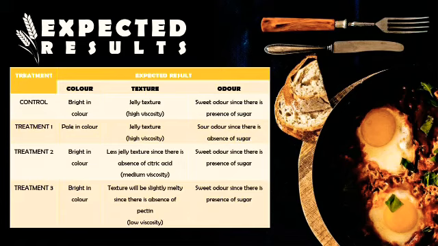For treatment 2, we expect to see bright color of the jam, less jelly texture of the jam since there is absence of citric acid, and the odor still remains sweet. And for the last treatment, we expect to see bright color of jam, slightly melty texture of jam since there is absence of pectin, and the odor remains sweet.